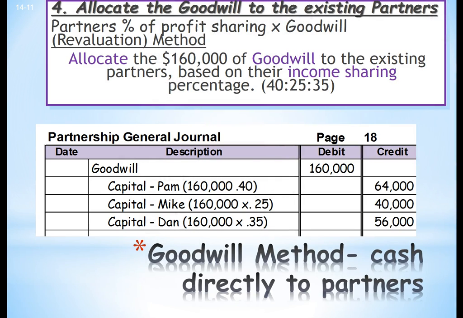So now what we're going to do is allocate goodwill to the existing partners. We're going to take each partner's percentage of profit sharing times the goodwill, and we're going to allocate the $160,000 based on 40, 25, 35. And this is going to increase the balance in their capital accounts.